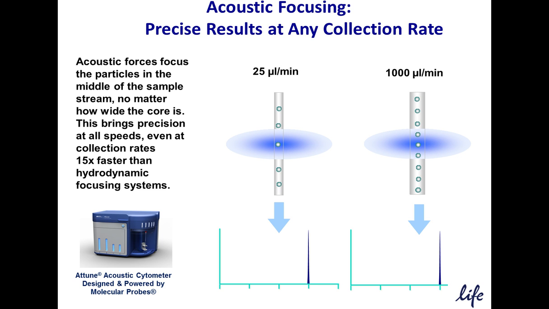So this is another representation of acoustic focusing, and because of the precise alignment of the cells in the middle of the sample stream, no matter how wide the core is, this does allow for collection rates much higher. In this example, we see 25 microliters up to 1,000 microliters per minute, which allows for much faster collection rates than a hydrodynamic system. And this is shown with the Attune acoustic cytometer, which has been designed and powered by Molecular Probes.